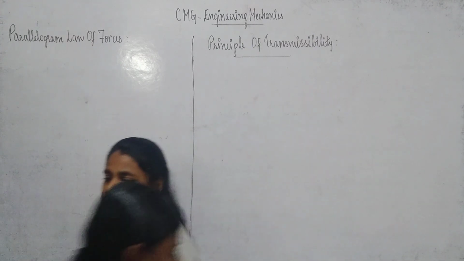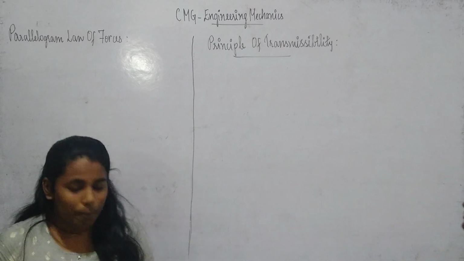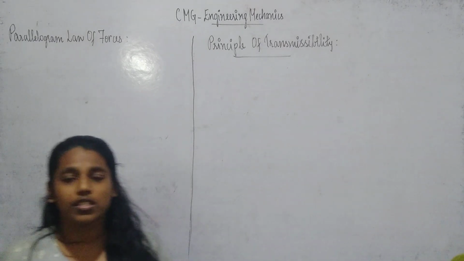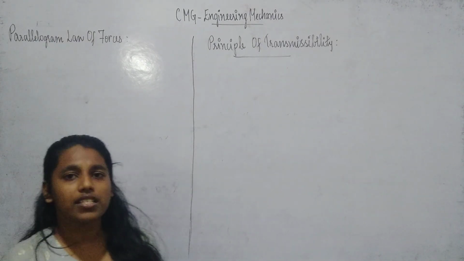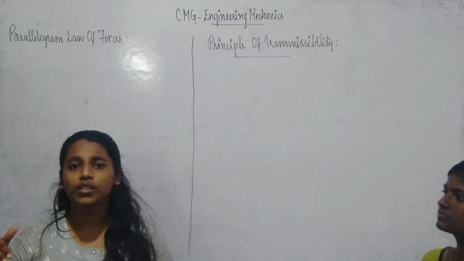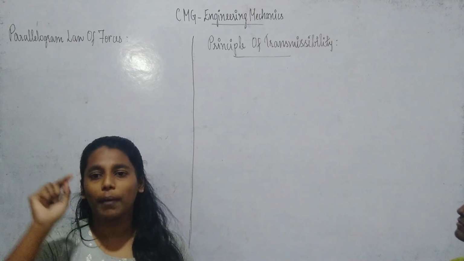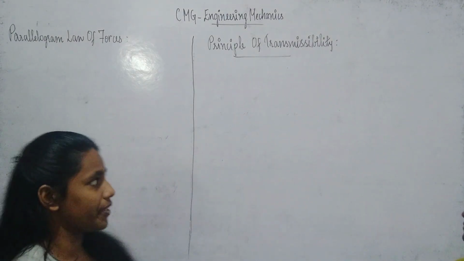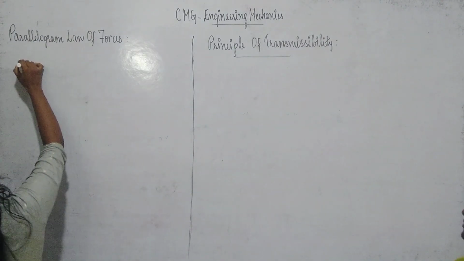First one is parallelogram law of forces. According to parallelogram law of forces, two forces acting on a rigid body can be considered as the two sides of a parallelogram. After considering it as the two sides of the parallelogram, the diagonal of the parallelogram gives the resultant of it.